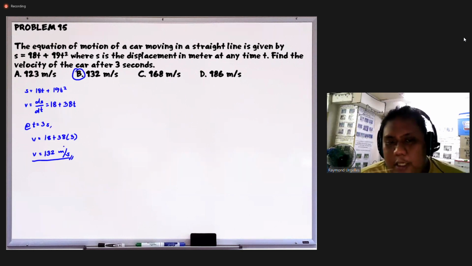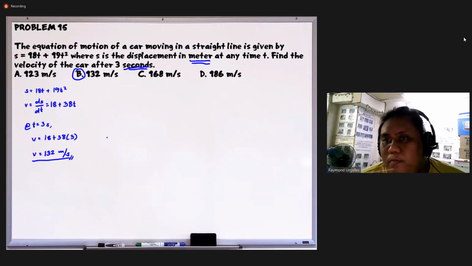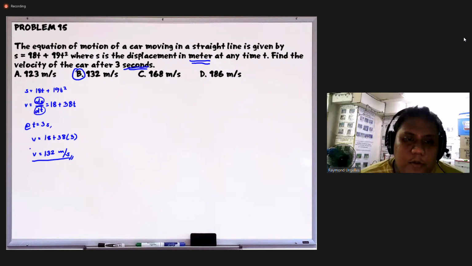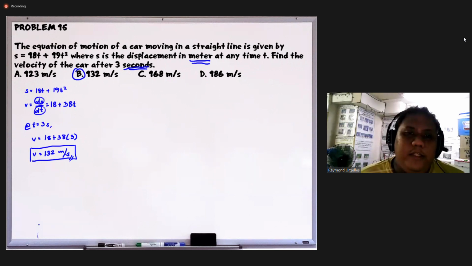Meters per second yung unit natin kasi meters yung displacement, tapos yung time t natin is in seconds. Kaya yung ds dt natin, this is meters per second. Kaya meters per second din. Okay? So any questions para sa problem na to? Okay? So next number, 16.